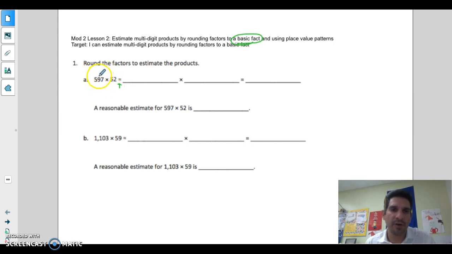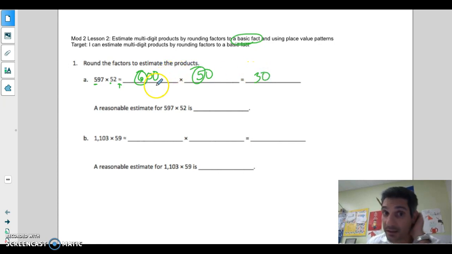So I'm going to round 597. I'm just going to do the greatest place value. So in this place, it's the hundreds place. So we're going to round this to 600. Now the 50s and the 5s and the 10s, I'm going to round that to 50 because of the rounding rule. So 6 times 5 is 30. And then 100 times 10 is 1,000. So I'm going to add 3 more zeros, 1, 2, 3. So that should be 30,000. Okay? So a reasonable estimate would be 30,000.